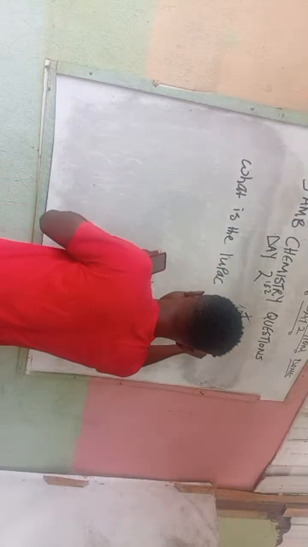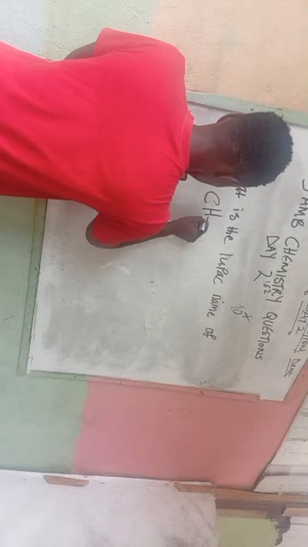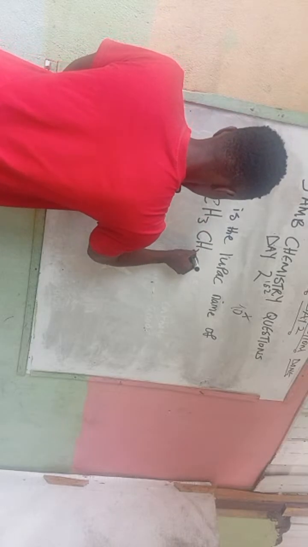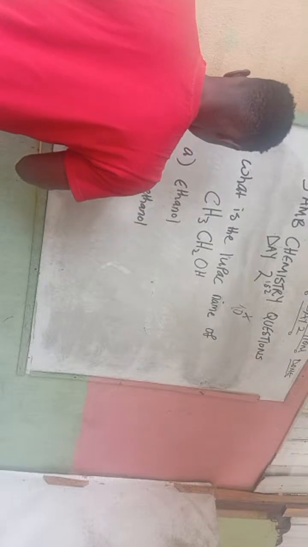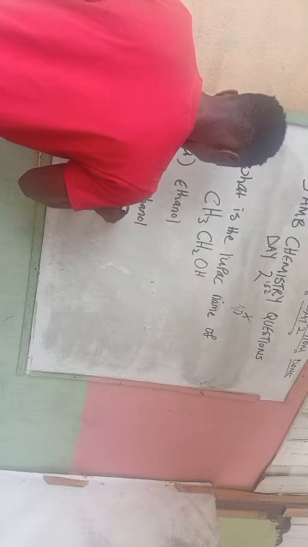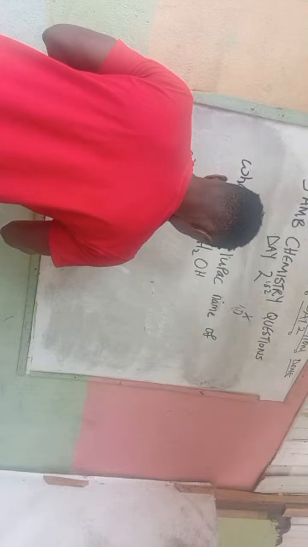What is the IUPAC name of CH3CH2OH? A. Ethanol. B. Methanol. C. Propanol. And D. None of the above. So what is the IUPAC name? Nope, it is not methanol. It is not methanol. It is what?